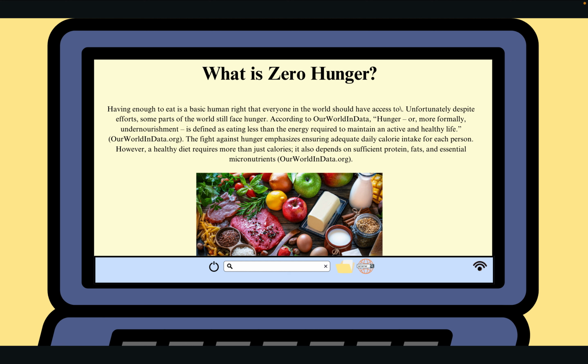The fight against hunger emphasizes ensuring adequate daily calorie intake for each person. However, a healthy diet requires more than just calories. It also depends on sufficient protein, fats, and essential micronutrients.